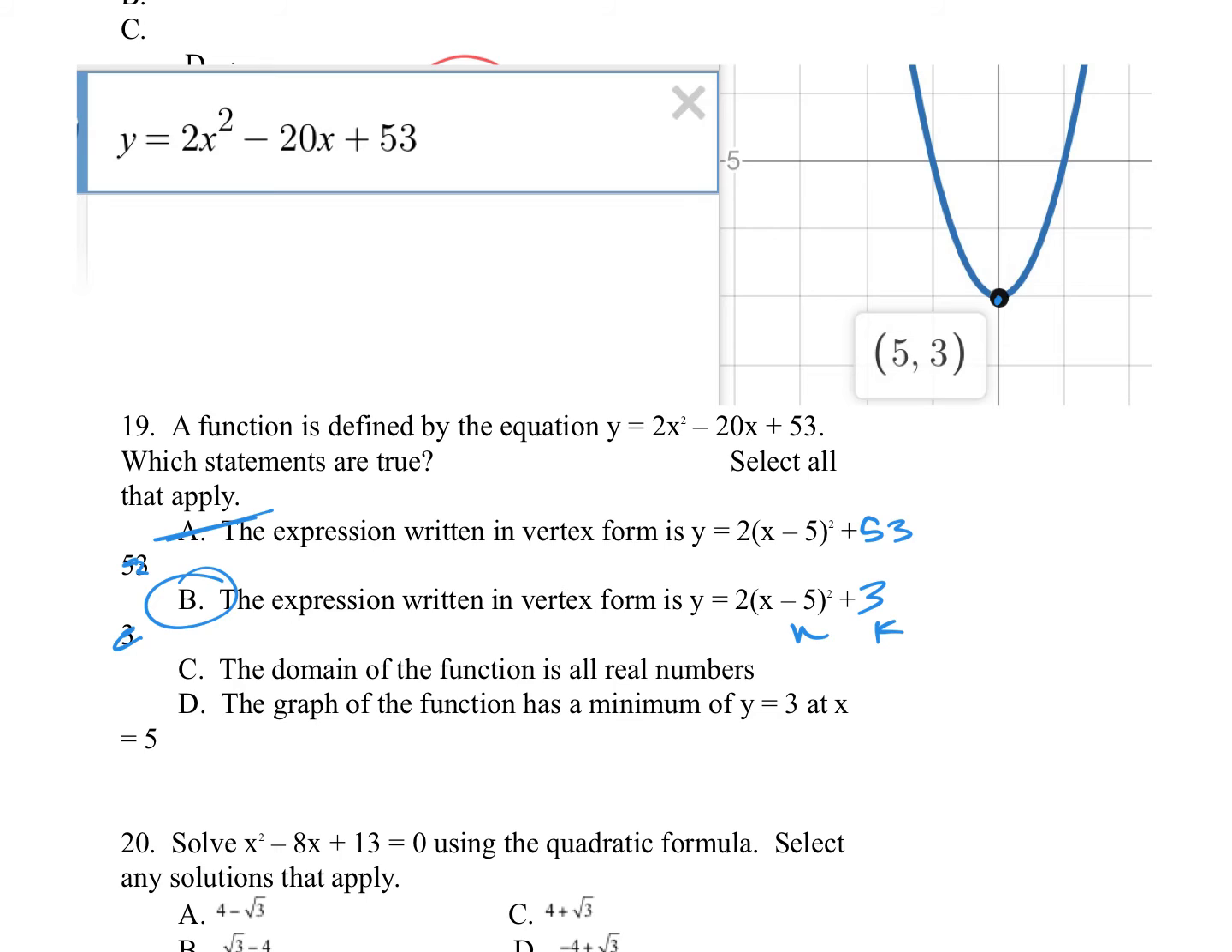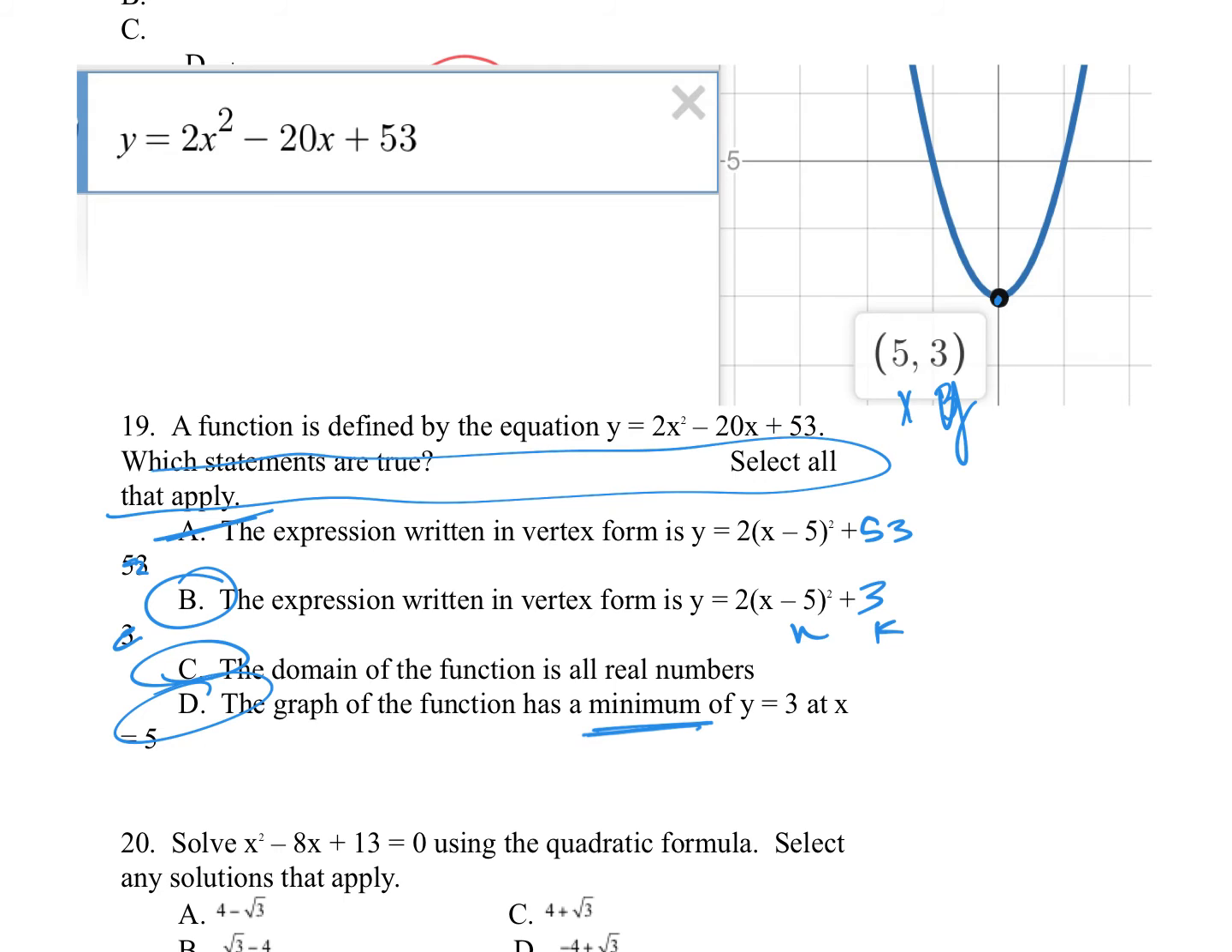A sounds great. The domain is all real numbers because it's a quadratic, and the quadratic domains are always all real numbers. It means they go on forever and ever to the left and to the right. And it says it has a minimum, which is true. It has a low point at what? X equals 5 and y equals 3. Looks like that one works too. Remember, select all that apply means I need to pick 2 or more.